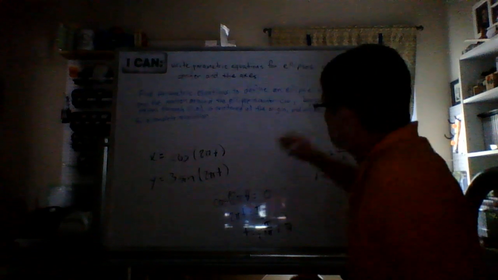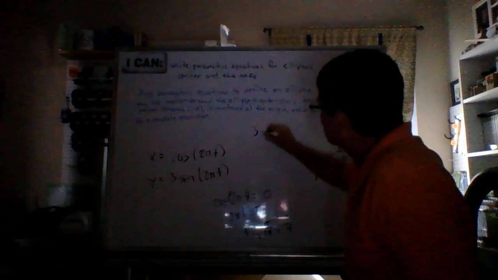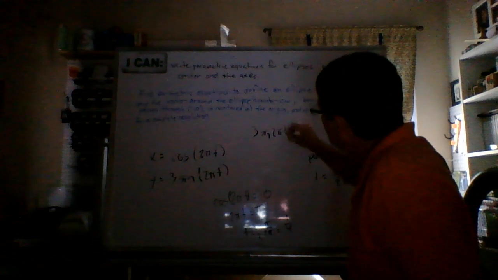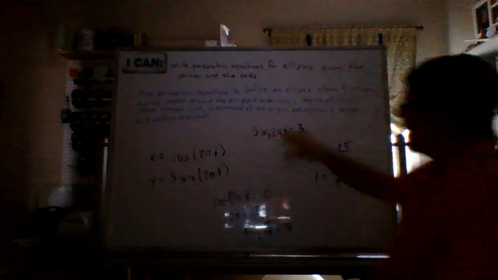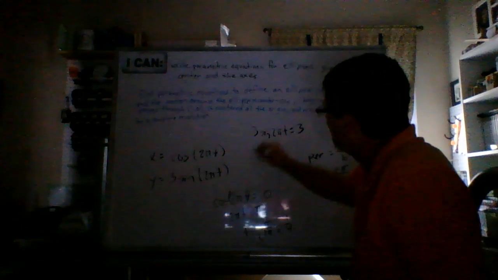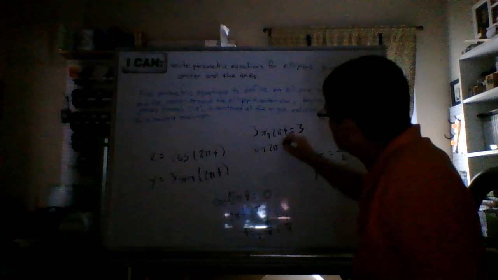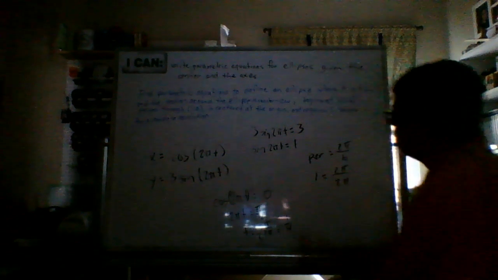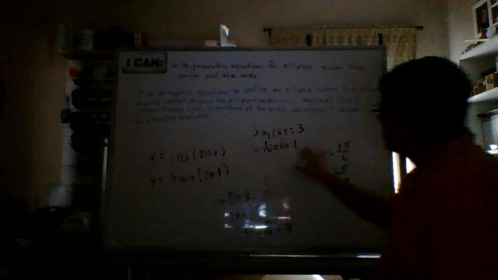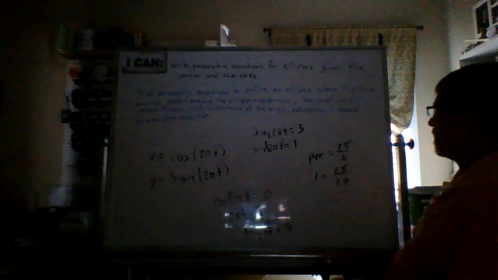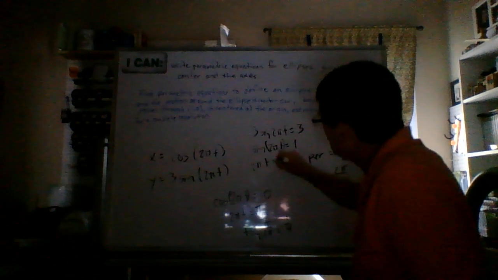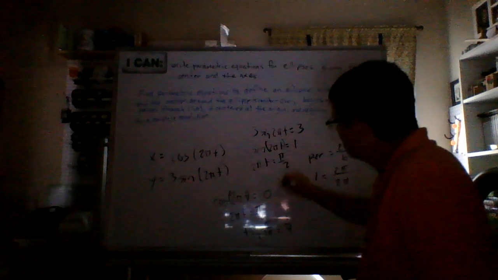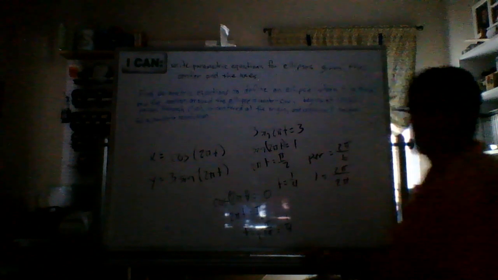Checking y to make sure. 3 sine 2 pi t has to be equal to, well, we want the y value to be 3. I'm going to divide both sides by 3. So the sine of 2 pi t has to be equal to 1. So my argument here, the sine of what is equal to 1? Well, pi over 2 again. So we get 2 pi t is equal to pi over 2. Sure enough, t is equal to 1/4.